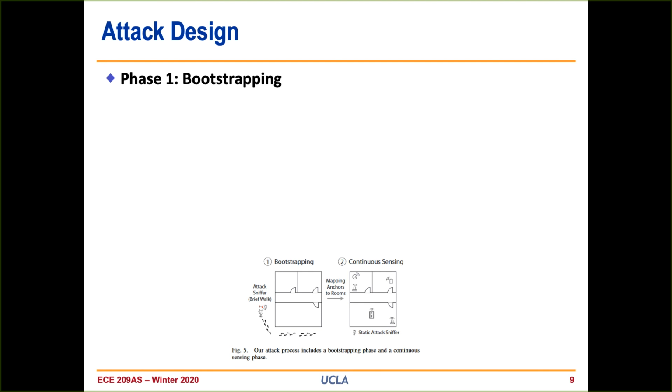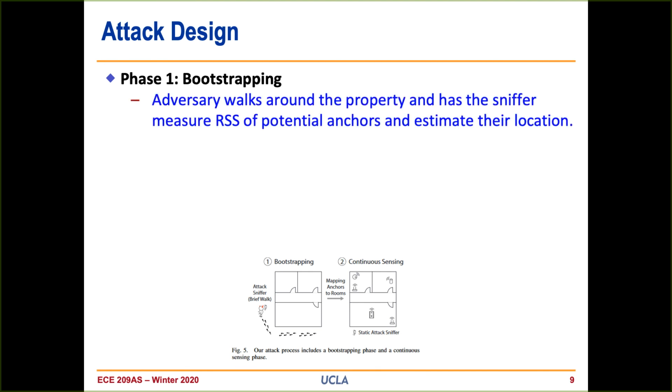So in terms of the attack design, it's going to be broken up into a couple different phases. The first one is bootstrapping. Now in bootstrapping, the adversary is going to be walking around the property, and the sniffer device is going to be measuring the RSS of all the potential anchors and estimating their location within the house. And then you'll move on to phase 2.